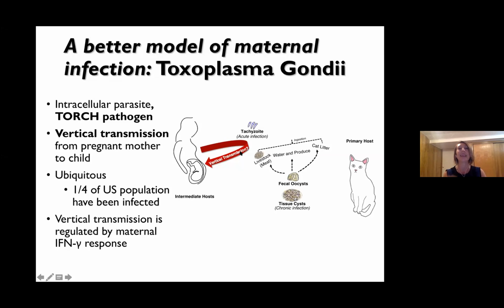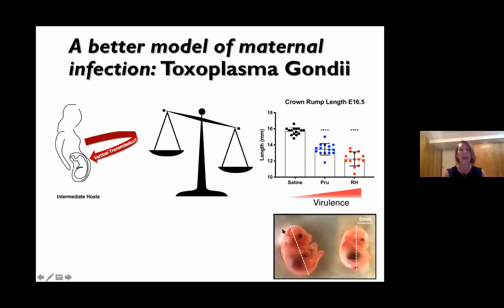Finally, the reason that I love this model is that vertical transmission has been shown during pregnancy to be regulated by a very typified interferon gamma response. And we leverage that in our model. So we know that interferon gamma sits on this weigh scale where it regulates vertical transmission, but limiting vertical transmission occurs at the detriment of embryonic development.